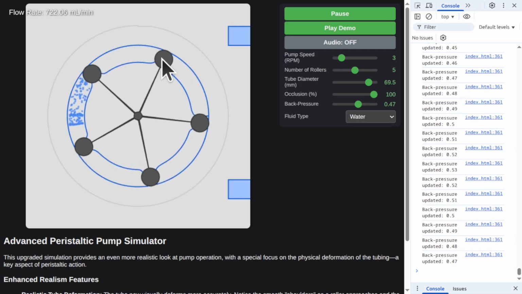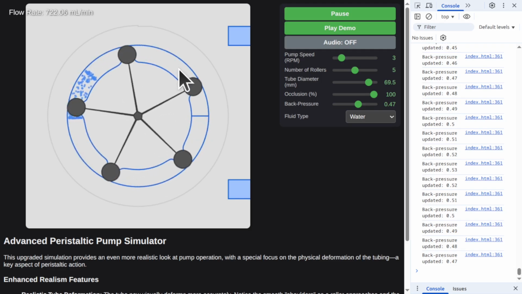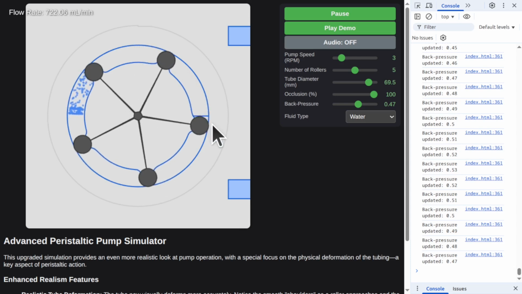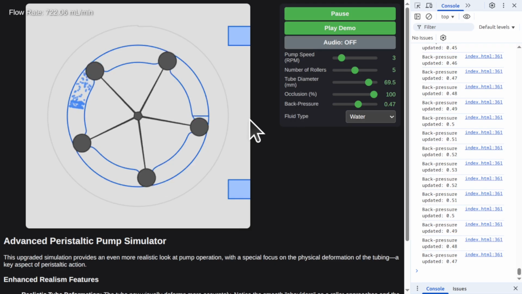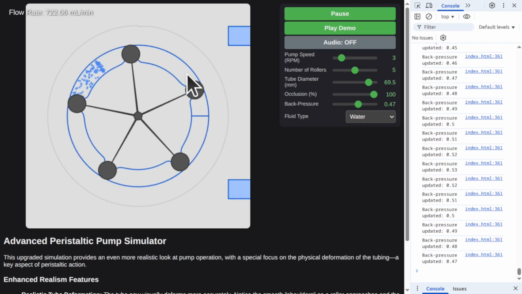Okay, what is it called, where my mouse pointer is? That specific part of the pump is called a roller. There are 5 rollers visible in the simulation, rotating around a central point and compressing the tube.